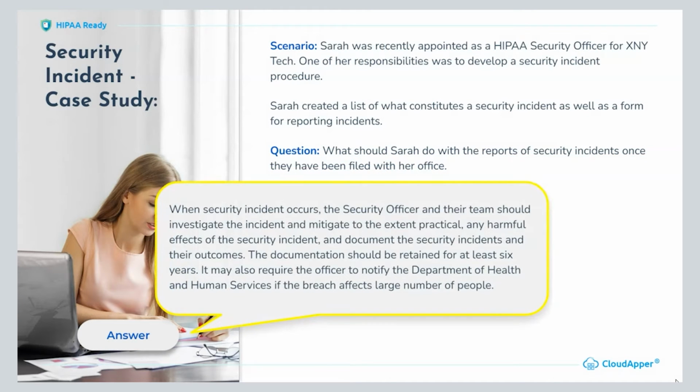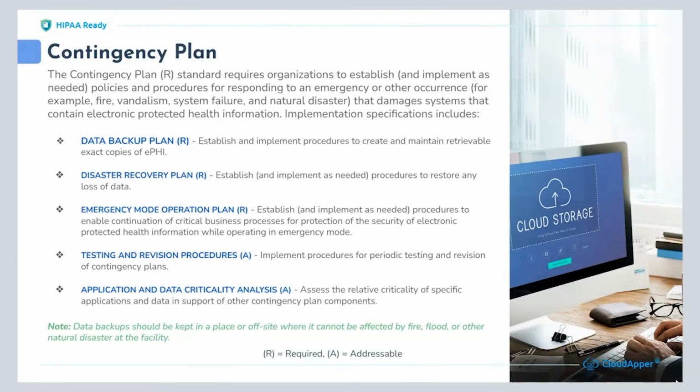When a security incident occurs, the security officer and their team should investigate the incident, mitigate to the extent practical any harmful effects of the security incident, and document the security incidents and their outcomes. The documentation should be retained for at least 6 years. It may also require the officer to notify the Department of Health and Human Services if the breach affects a large number of people. Contingency plan.